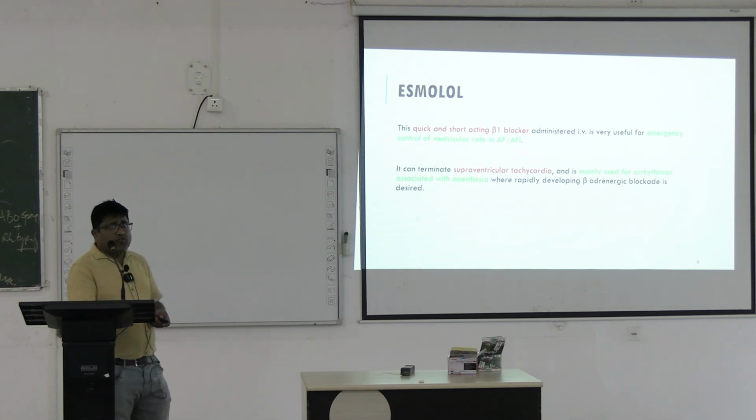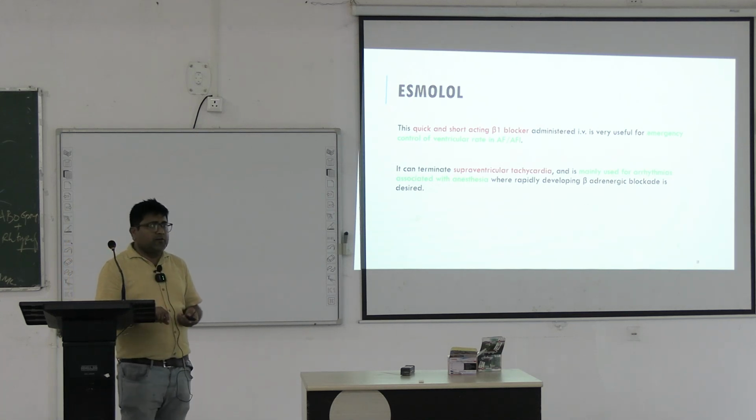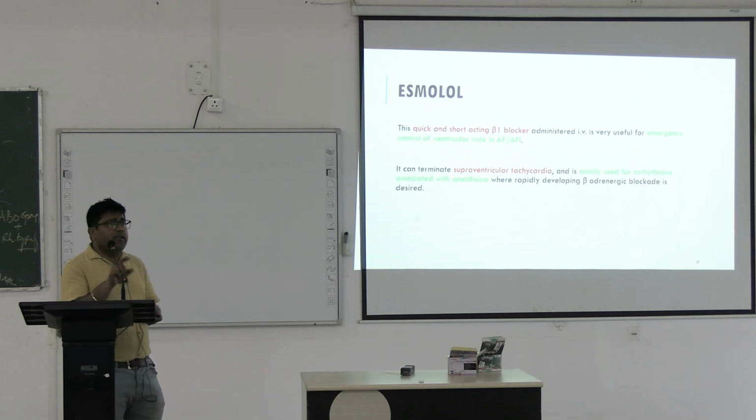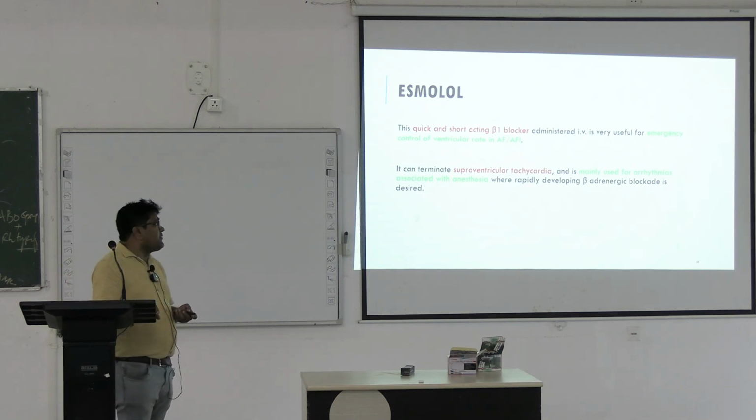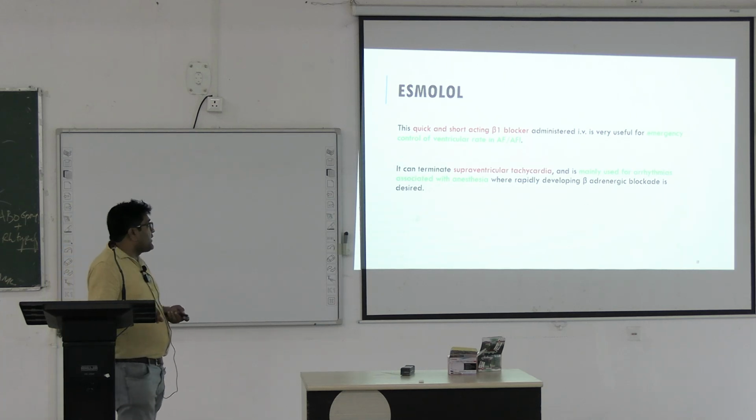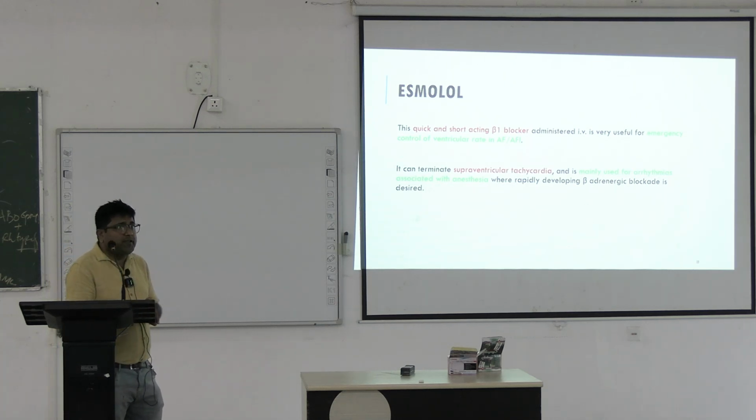Esmolol is the shortest acting beta blocker. So it is used in emergency settings to control the ventricular rate in atrial flutter, atrial fibrillation and PSVT patients. It is a quick and short acting beta 1 blocker for emergency control of ventricular rate, it can terminate supraventricular tachycardia and is mainly used for arrhythmias caused by anesthesia like halothane.